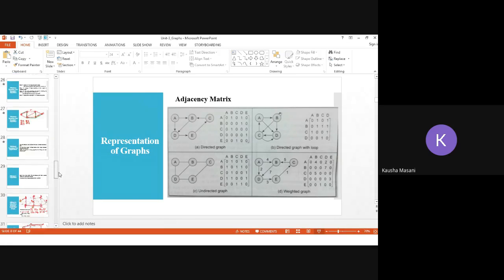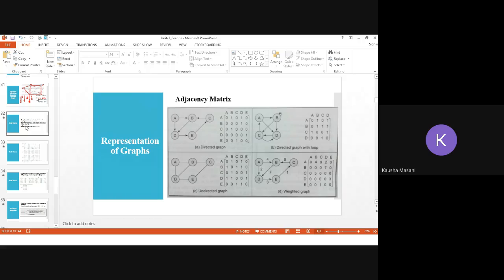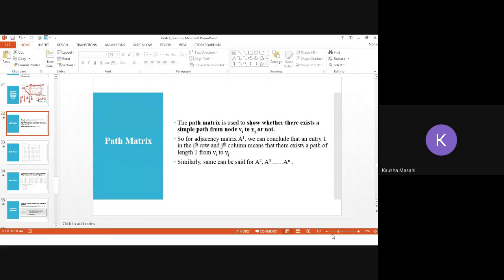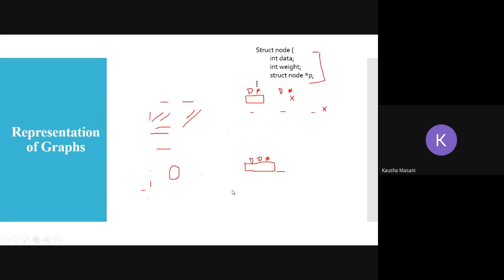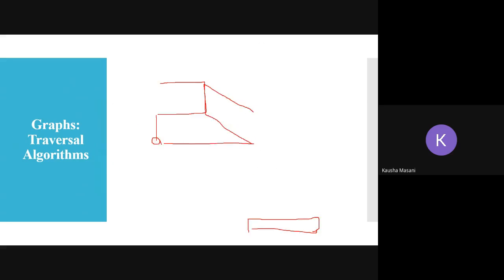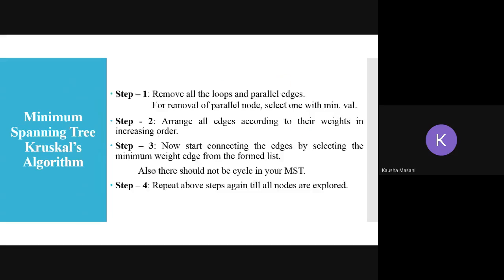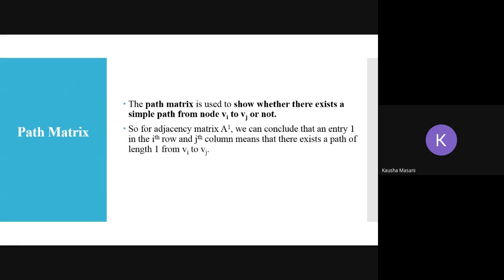So see, in your Warshall, we are going to use this concept of adjacency matrix. Now, if we represent our adjacency matrix as A of 1, the name of our adjacency matrix, then we can conclude that there is an entry 1, meaning there is a simplest path from ith row to jth column. That is what we are representing.